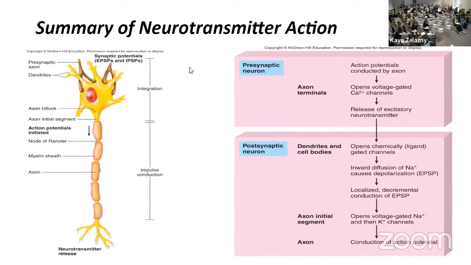And this is just another diagram for you to practice on. There's nothing new here. We just have a different picture of a neuron than before and another kind of flow chart about what's happening in that presynaptic neuron versus what's happening in the postsynaptic neuron.